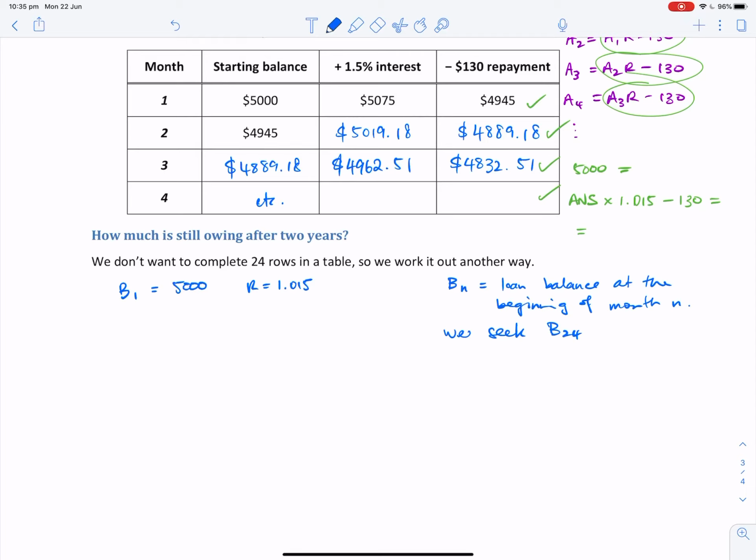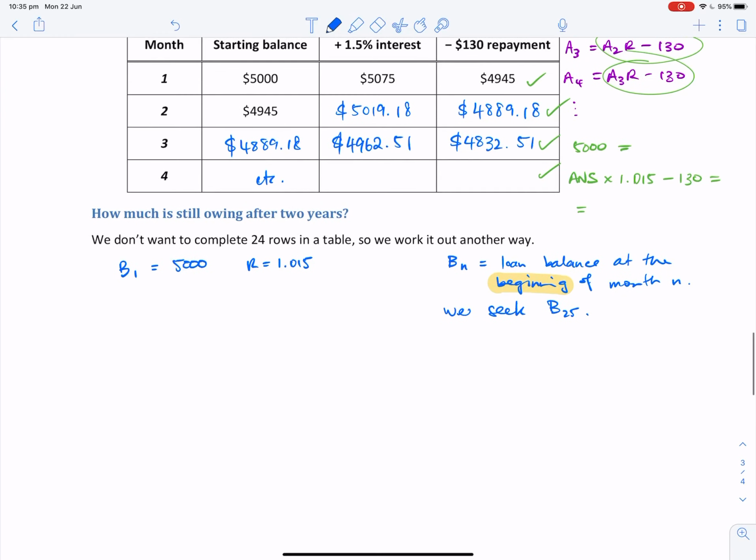Okay, and we seek B24, right? That's false. I just wanted to see if you catch me out. It's B25 we need. If we want to know the balance after 2 years, that's the balance at the end of the 24th month. But this is set to the beginning of a month, so the end of the 24th month is the same as the beginning of the 25th month. All right, on we go.